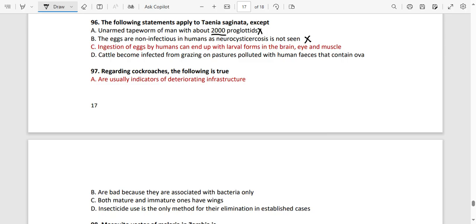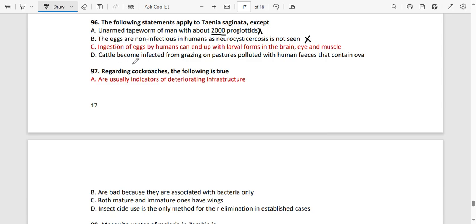Anyone? So what is non-infectious to human for saginata is actually the larva, isn't it? That's the one that causes cysticercosis, not the egg. Ingestion of eggs by human can end up with larva form in the brain. Again, ingestion of eggs can end up with larva form in the brain, eyes, and muscles. So I'll come back to it.